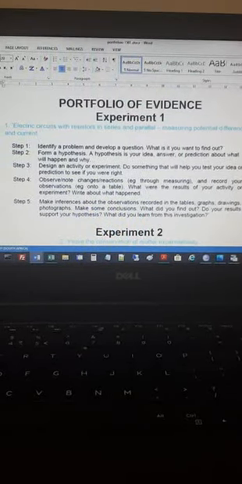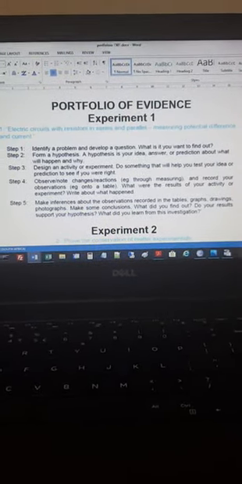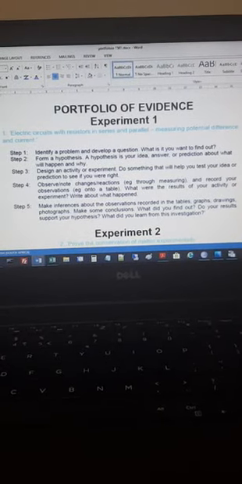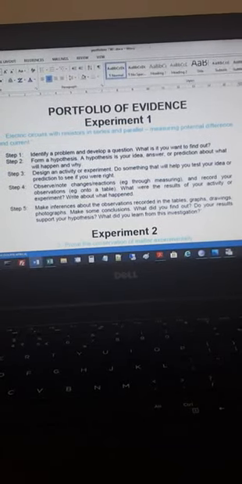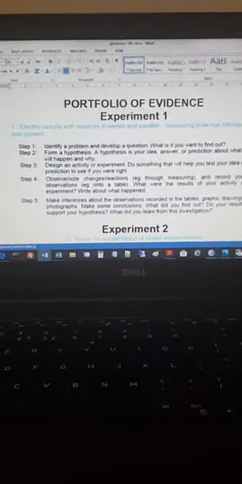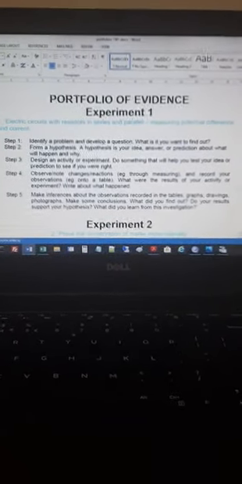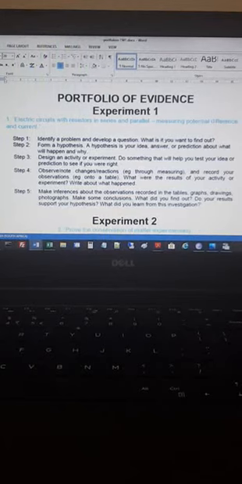So for your portfolio of evidence, you are going to copy step 1. You're going to say step 1 says identify a problem and develop a question, and what it is that you found out. Okay, so what would be the problem? And what would be the question?